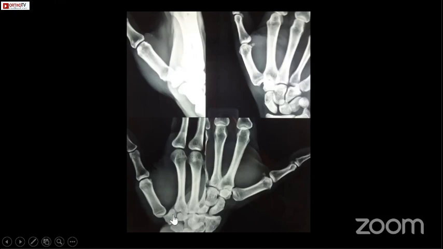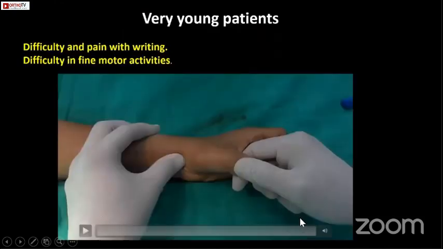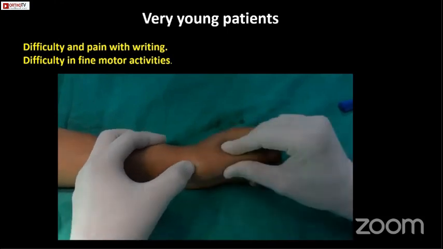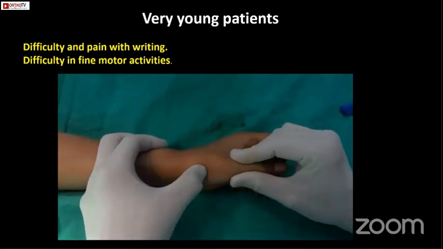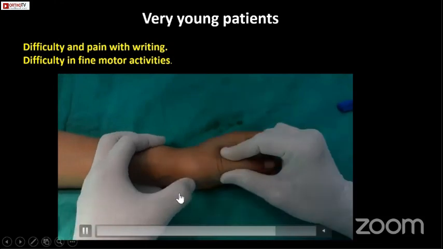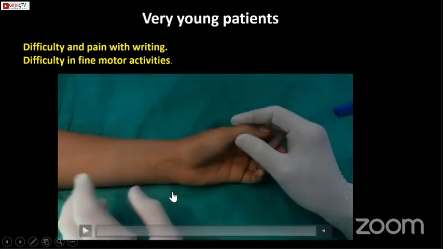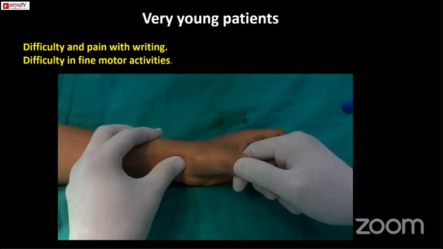This is a clinical assessment of a patient who has a subluxation of the joint, a painful joint, no history of trauma, and pain of chronic duration. And they have difficulty in fine motor activity because of the pain. These are the patients who are in stage 1, and can be treated by ligamentous reconstruction.